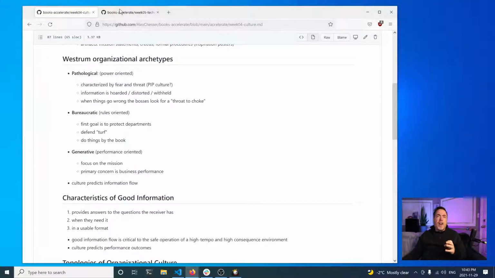And so finally, the third type of Westrum organization, these are the ones that we are really trying to emulate and trying to move towards.